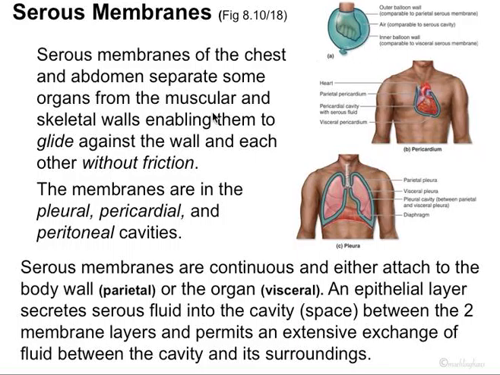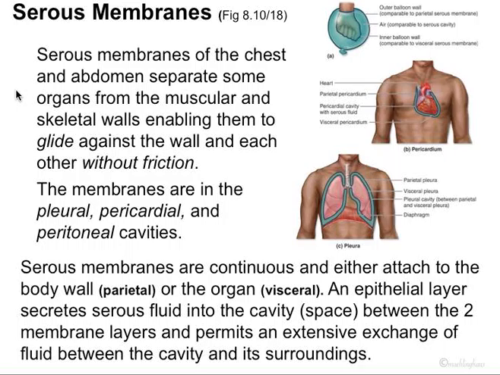Because we need to have an ability to separate organs from the muscular and the skeletal walls. Like we need to be able to separate the lungs on the inside from the chest wall on the outside. Because when we breathe, when we move around, we want to have the ability to have these organs glide on the inside without having any friction against a chest wall or an abdomen wall.